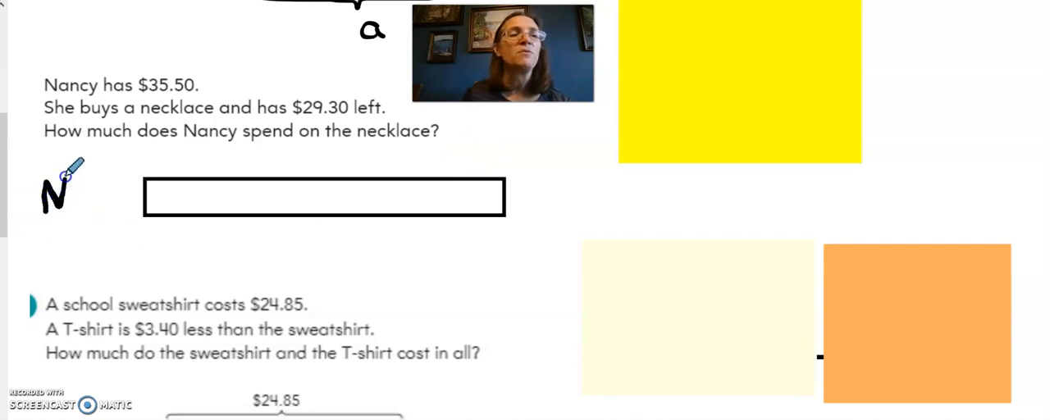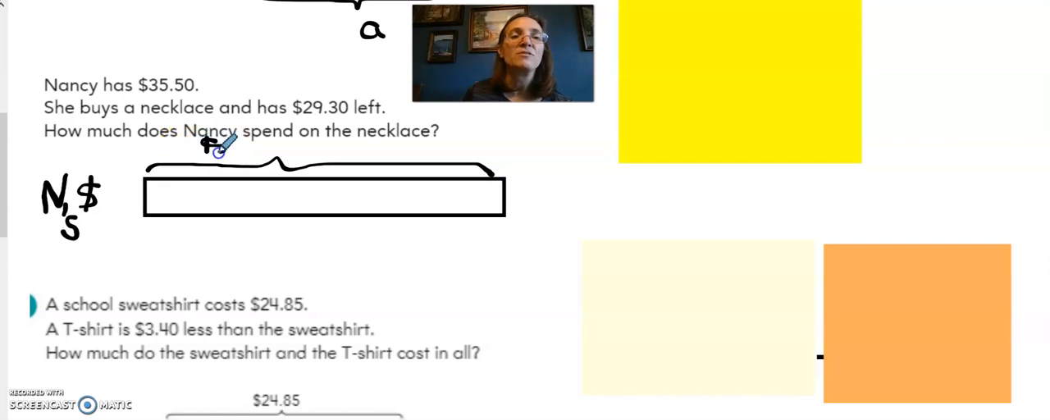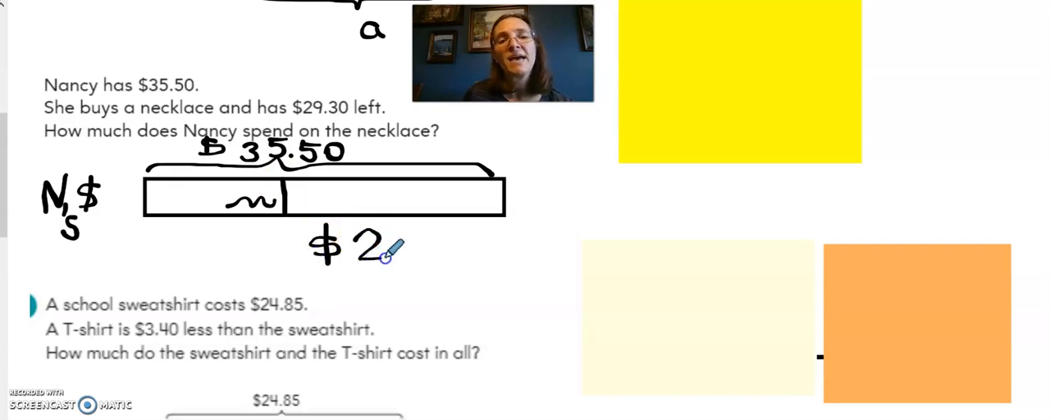Well, I'm going to label my bar here that this is Nan's money. Oops, let me get my apostrophe S in there. I love to abbreviate things. You may do it too as long as it makes sense. I know that what she has in total is $35 and 50 cents. And I know that after she has bought a necklace, which I will use a small cursive N for right here, she has $29 and 30 cents left.